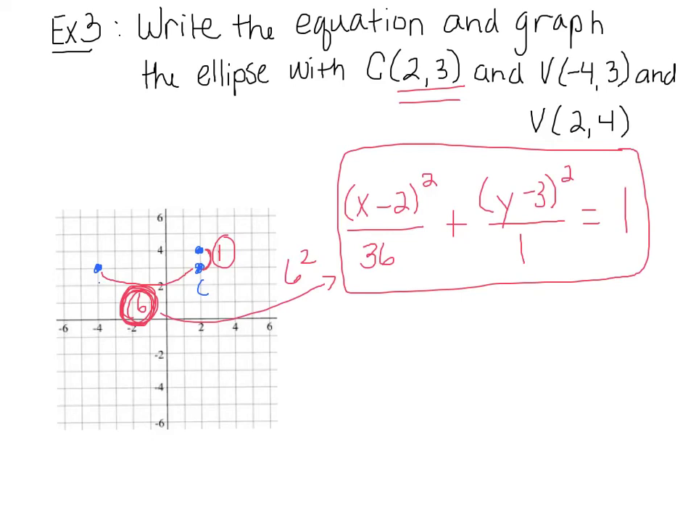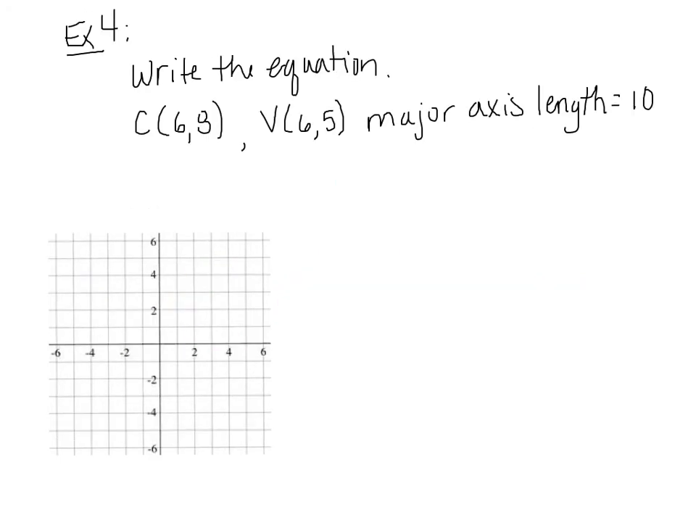Alright, well hopefully that makes sense. Let's look at one more example. Alright, so this time they give us the center, which is at 6, 8. 8 is going to go off of my graph, but it would be right here. Okay? And they give you a vertex at 6, 5. Which would be right here.